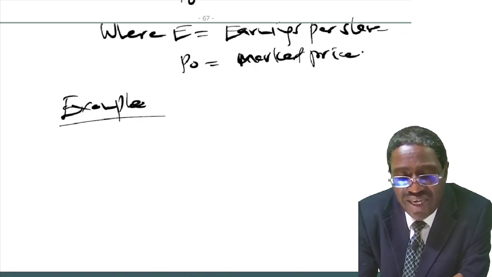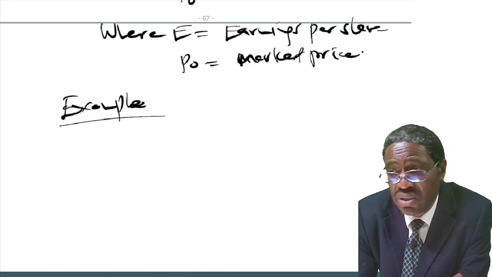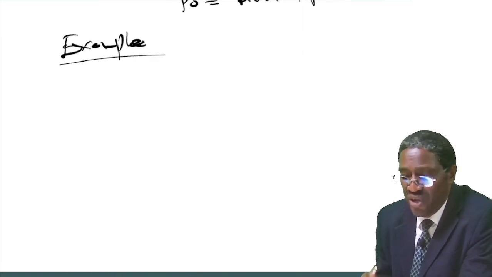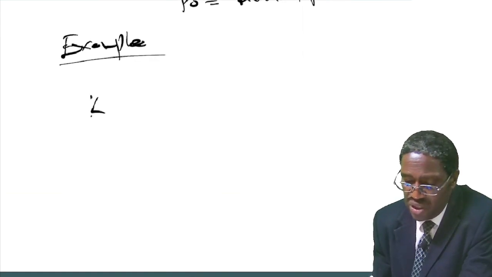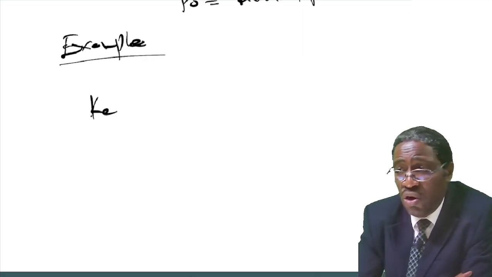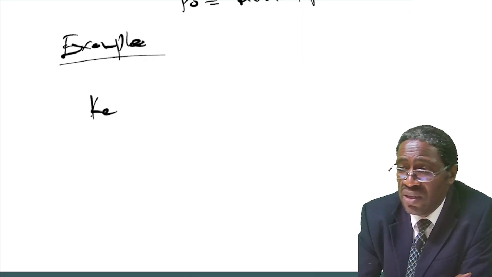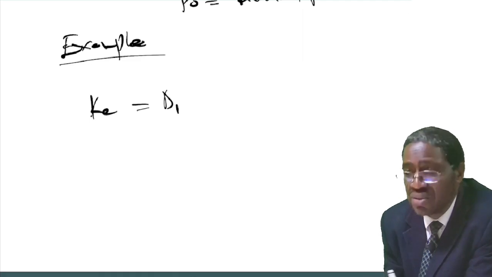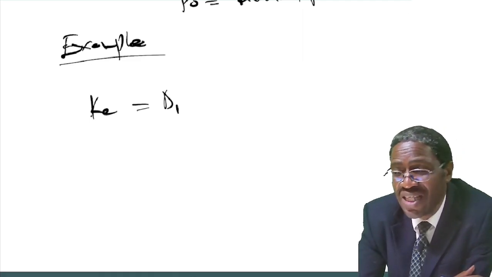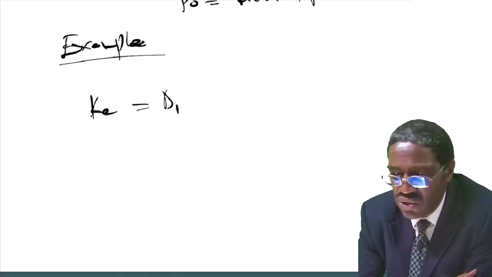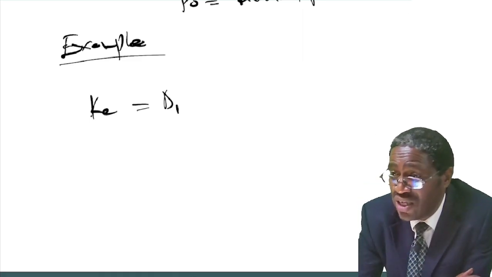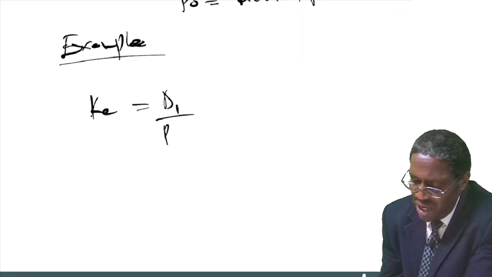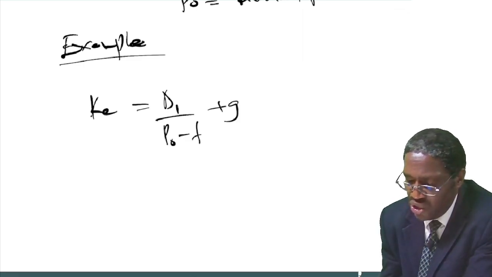Required: calculate the cost of the ordinary shares. Of course, we are using the dividend growth model. Let's quote the formula. Don't forget, from this question we were given the expected dividend, not the amount paid. So it will be D1 divided by P0 minus F, plus g.